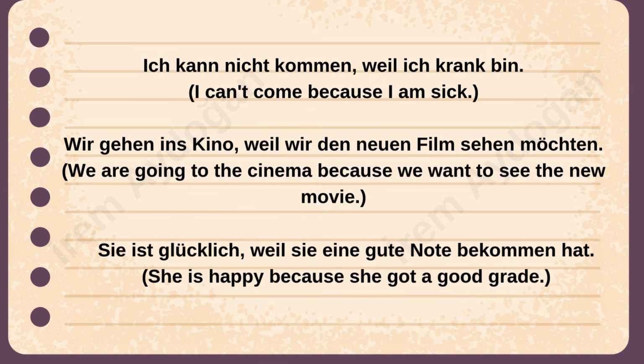First I use sehen and then at the end of the sentence I use möchten. Just be careful with modals. And the next one, sie ist glücklich, weil sie eine gute Note bekommen hat. She is happy because she got a good grade. And be careful, again, I used first bekommen and then hat. Bekommen is the basic verb and hat is the auxiliary verb, and the auxiliary verb I use at the end of the sentence with weil.